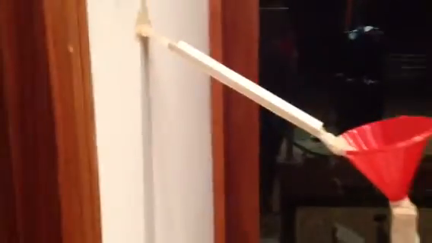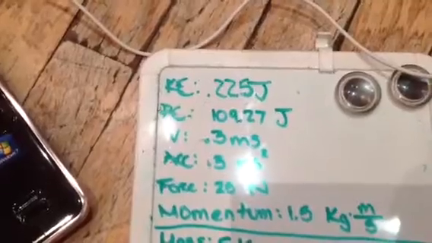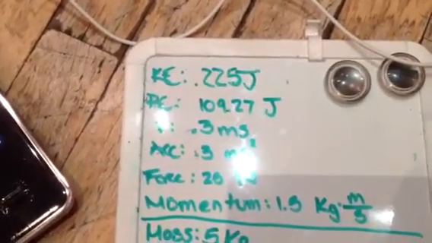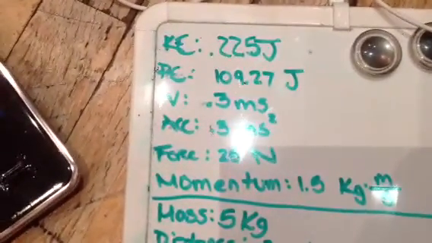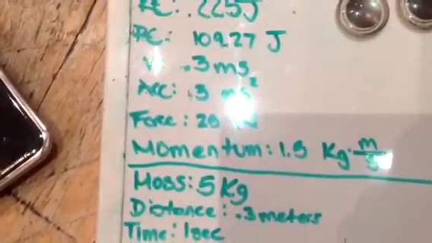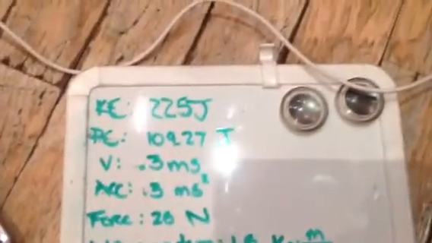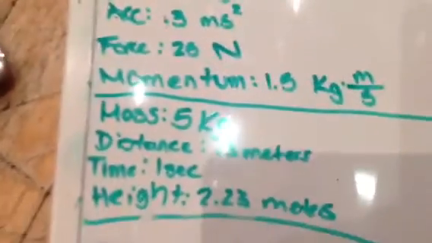So, with that ramp and with that ball, I got a kinetic energy of 225 joules, a potential energy of 109.27 joules, a velocity of 0.3 meters per second, an acceleration of 0.3 meters per second squared, a force of 25 newtons, a momentum of 1.5 kilograms times meters per second.